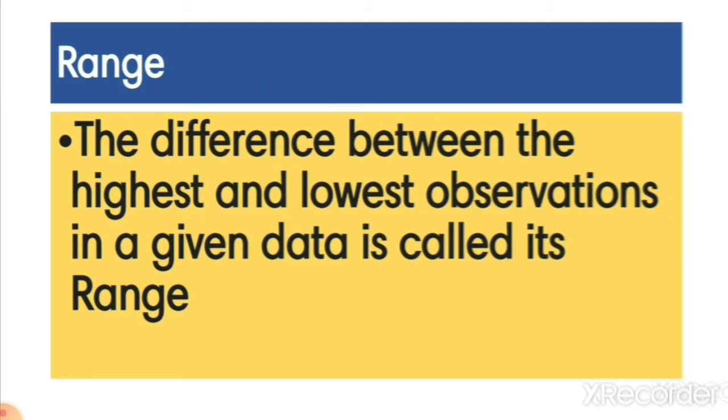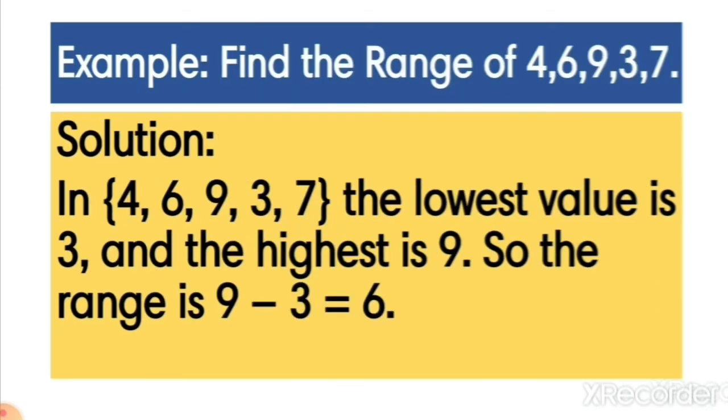What is range? The difference between the highest and lowest observations in a given data is called its range. Let's understand this through one example. Here a few numbers are given: 4, 6, 9, 3 and 7. We have to find the range of the given data. In these numbers, the lowest value is 3 and the highest value is 9. So, range is 9 minus 3, that is 6.